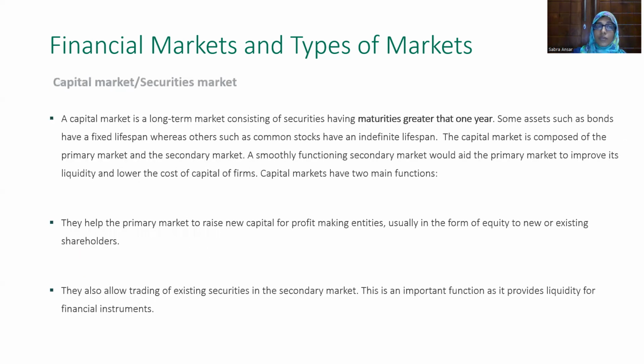So now moving on, we are just going to talk about capital market or the security market. A capital market is basically a long-term market consisting of securities which will mature in greater than 1 year. So what's the difference between the capital market and the money market? The money market will have securities which have a maturity less than 1 year, and capital market is the same type of security which will mature in greater than 1 year.